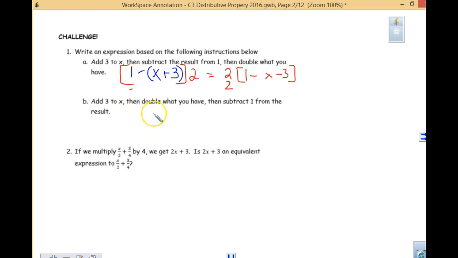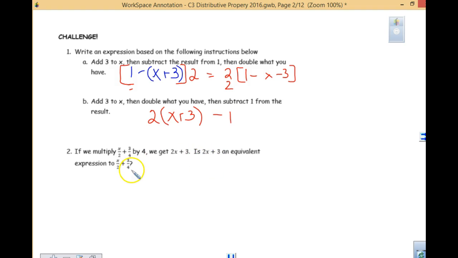If we're doing part B, it says add 3 to x. So x plus 3. It says then double what you have. That you're taking it times 2. Then subtract 1 from the result. Are these going to be the same, do you think? At the end? Probably not.